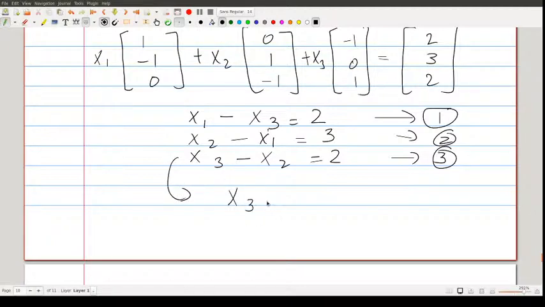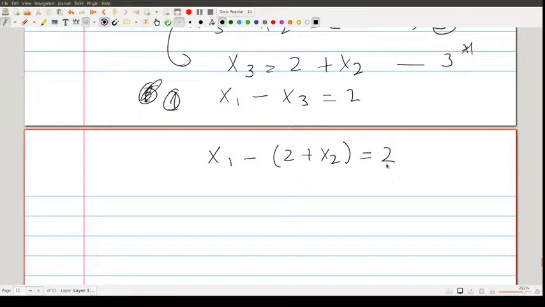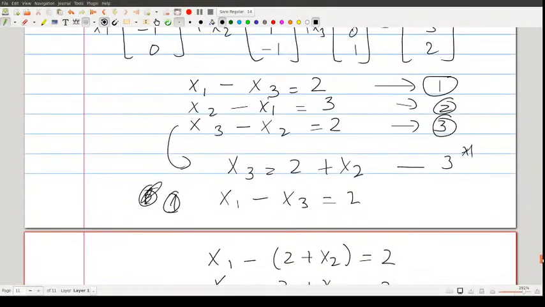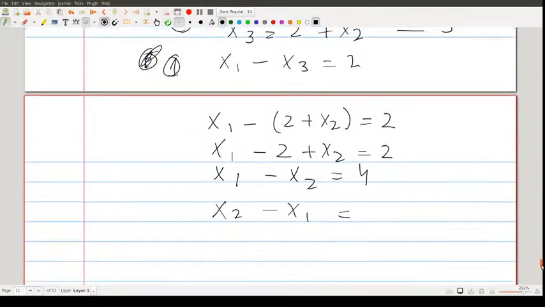So let's try to solve it. What do I get? I get x3 is equal to 2 plus x2. Let's call this 3 star. Let's plug this into 1. x1 minus x3 is equal to 2. I know that x3 is 2 plus x2. So I can write x1 minus (2 plus x2) is equal to 2, which is x1 minus x2 is equal to 4. And now let's take the second equation, which was x2 minus x1 equal to 3.